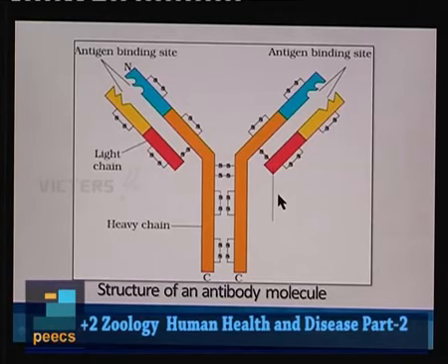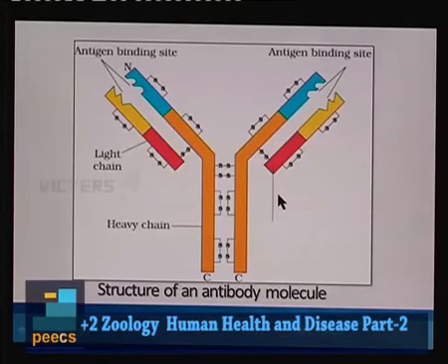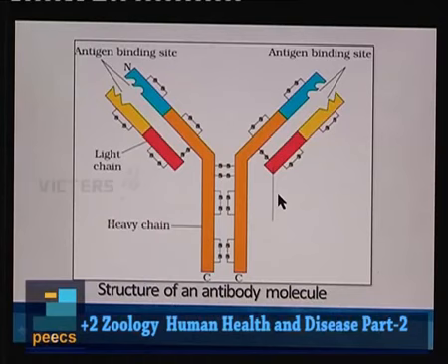So, now we are going to study the structure of antibody. What is antibody? Antibody is considered as an immunoglobulin. An immunoglobulin has 2 heavy chains and 2 light chains, or we can say it has H2L2 condition. Heavy chains because there are more amino acids, and light chains because there are fewer amino acids. So, a typical structure of antibody molecule is shown here.